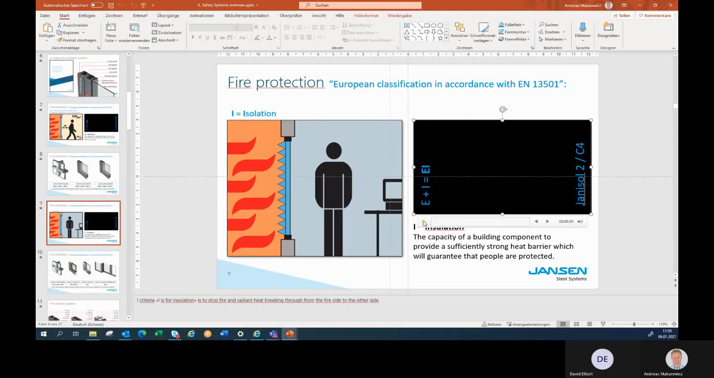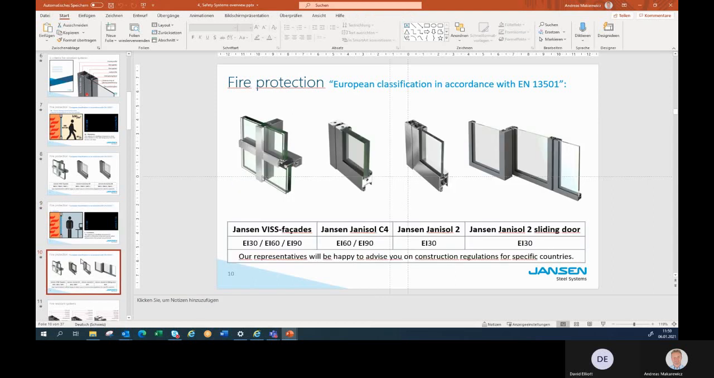Okay, so this is, let's say, the upper class. This is the Mercedes of fire protection. It will protect you totally from the heat radiation as well. And these elements are used in the safety areas, for example, stairways, where people gather. Well, you have to provide a longer time of fire protection. We can build facades in this class. We can build the doors based on Yanisol C4 for 60 or 90 minutes, and on Yanisol 2, I will explain later on the difference between these systems. In the class of EI 30 minutes, sliding doors we can also do in EI 30.